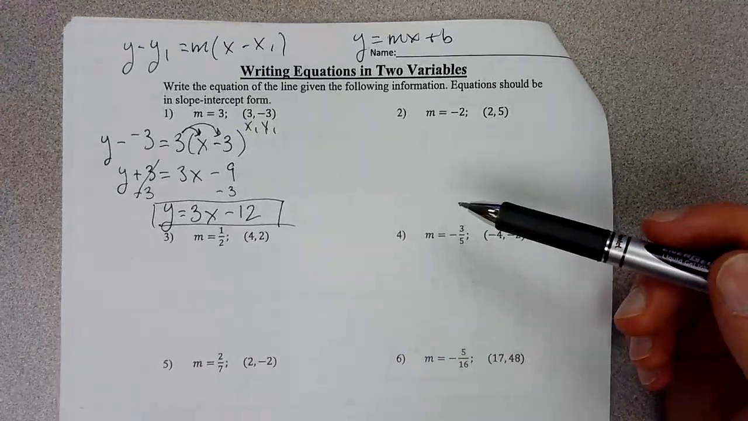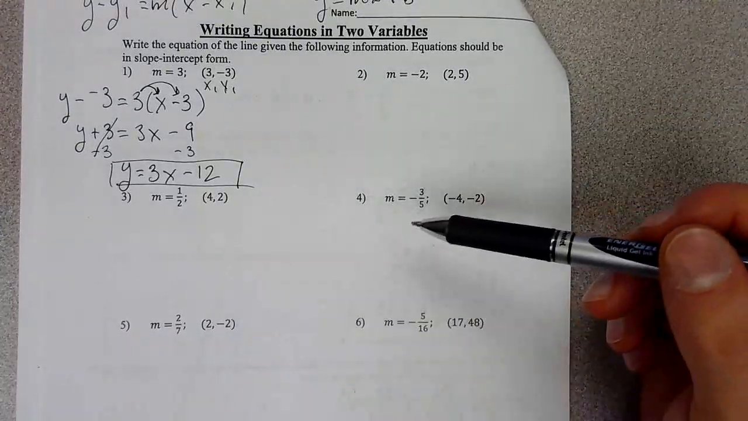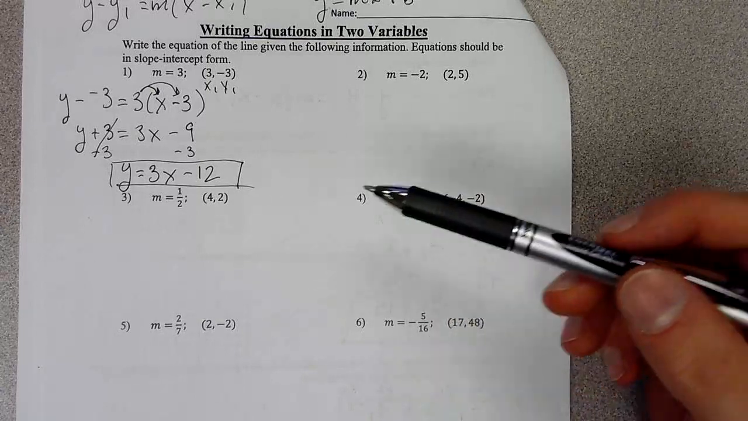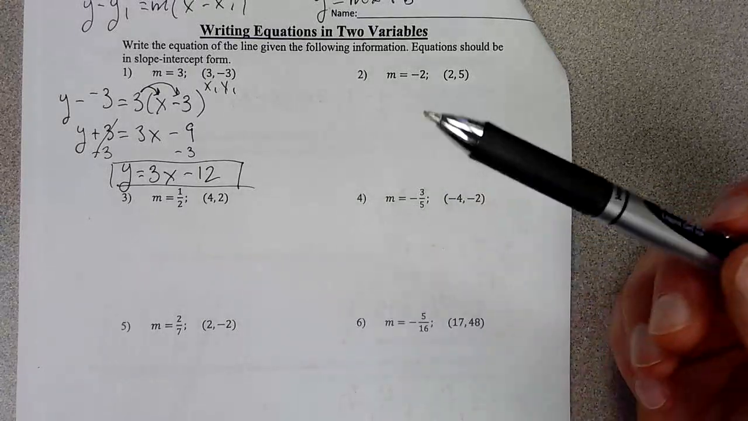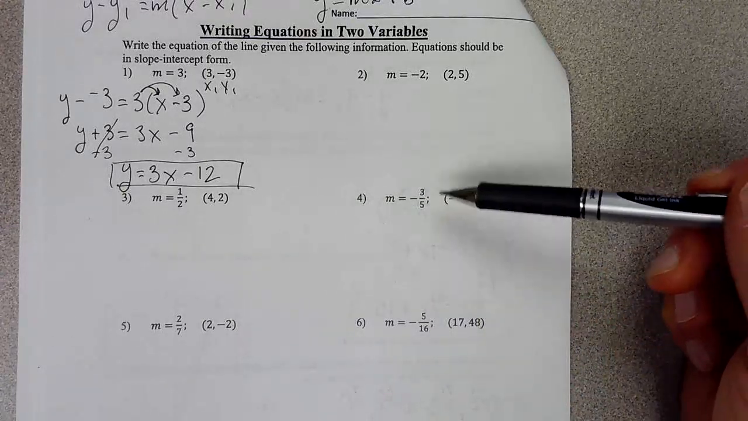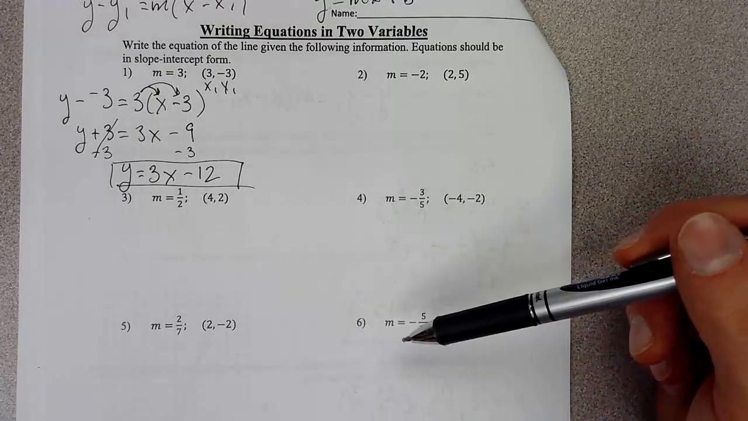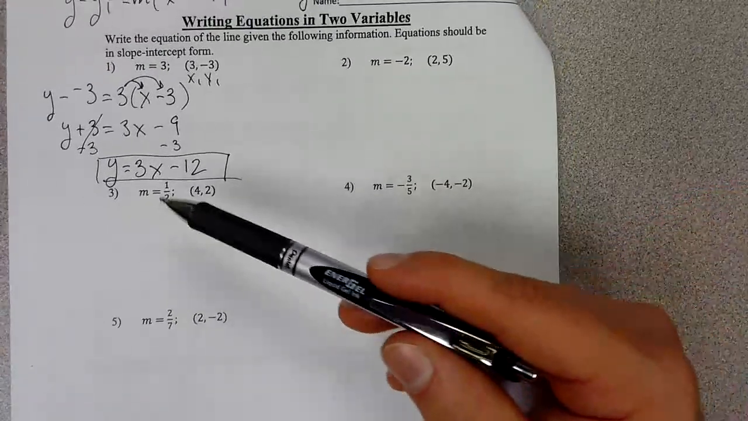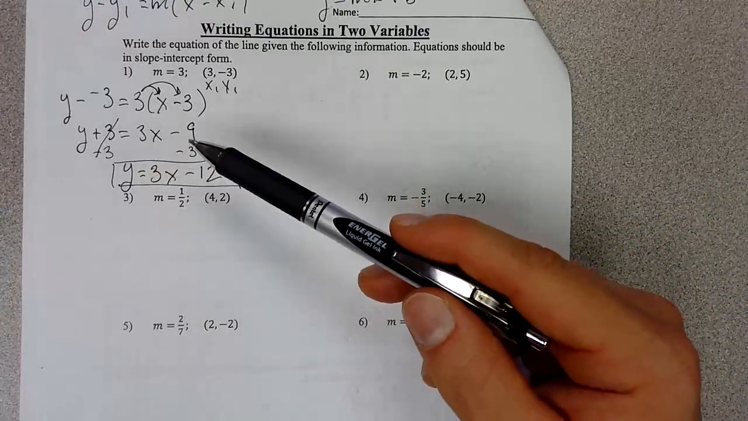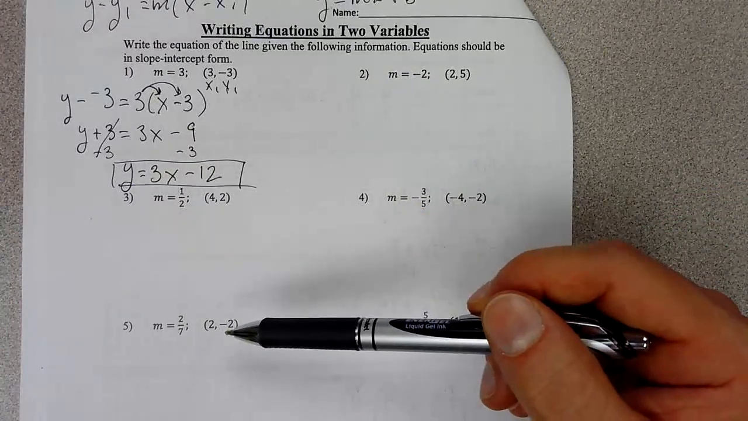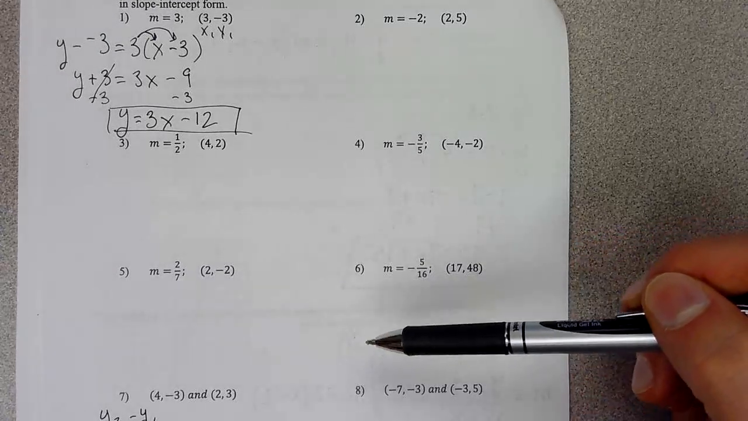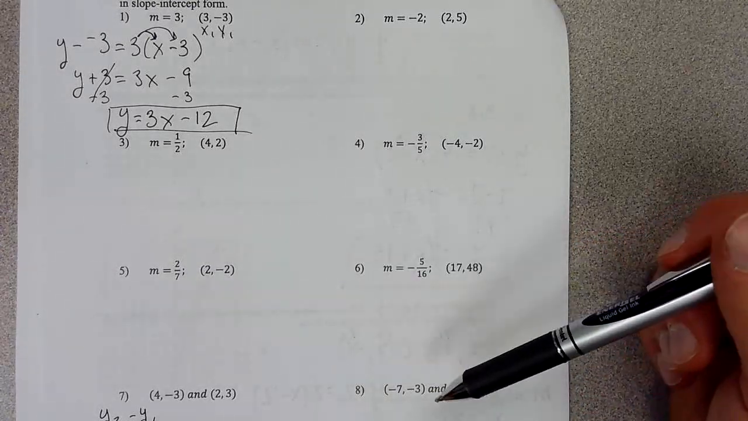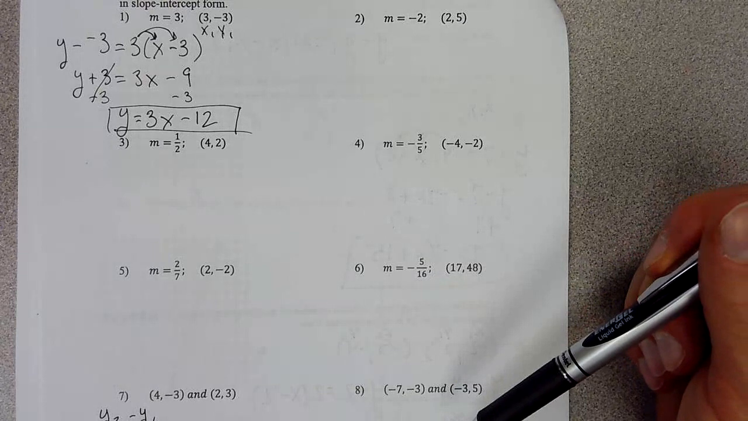Do that same routine for numbers 2, 3, 4, 5, and 6. Understand that numbers 3 and 4 do have some fractions, as well as 5 and 6, but you'll handle them the exact same way. So when you distribute the slope to x and whatever the x1 is, know that you will have some fractions, but everything is done the same way.